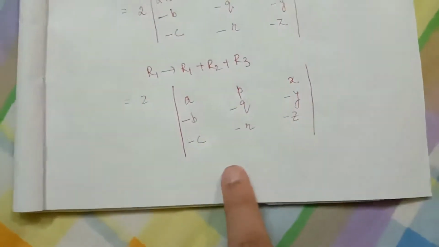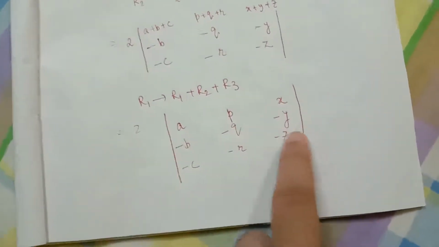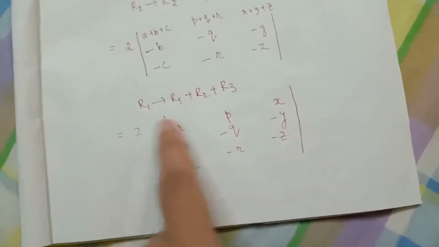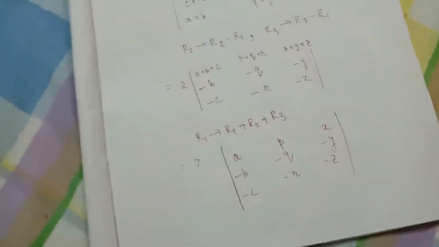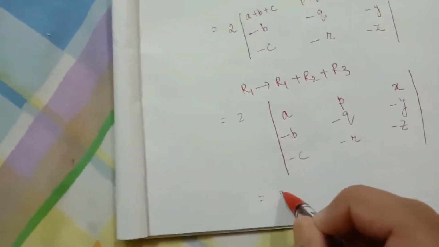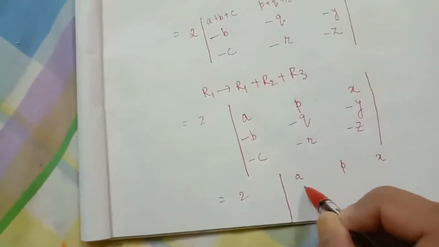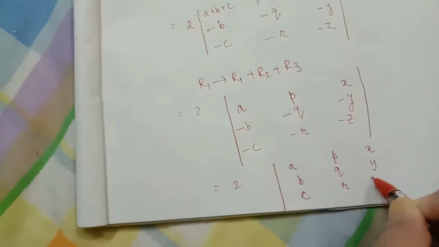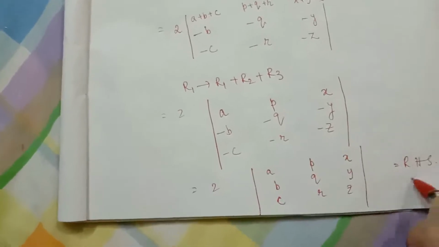And in the next step, what we have to do? We have to take minus sign common from second row and minus sign common from the third row. So minus 1 will come out from second row, again minus 1 will come out from the third row, minus 1 into minus 1 will become plus 1. So we will get twice of A, P, X, B, Q, Y, C, R, Z, which is the right hand side. And this is a very, very important question from exam point of view.